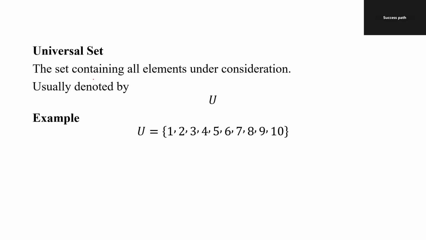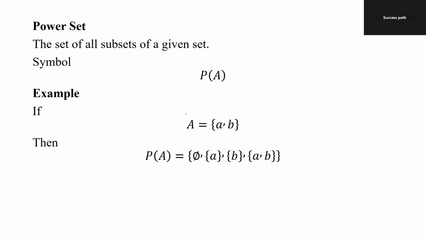Okay. Universal set: the set containing all elements under consideration, usually denoted by U. So U is equal to this one, for example, the universal set over this one set. And the power set is very important. Very often they will ask you for the power set, the set of all subsets of a given set.